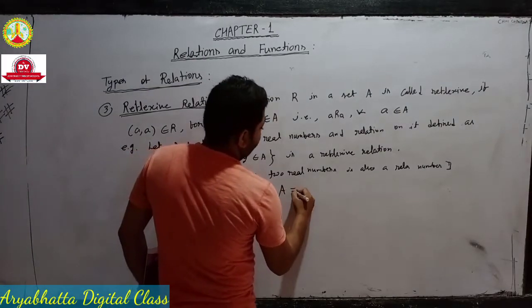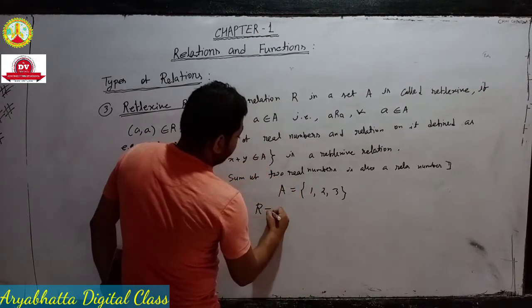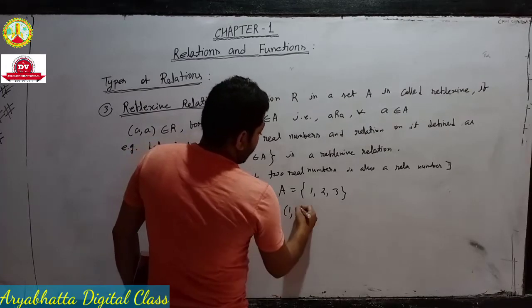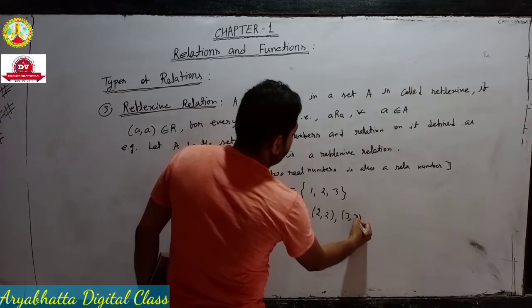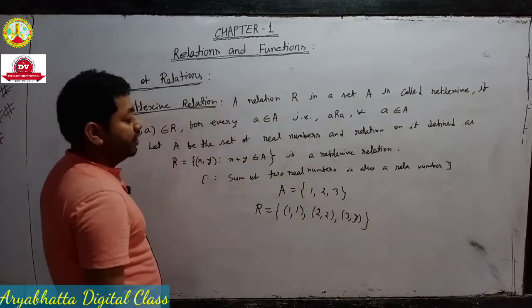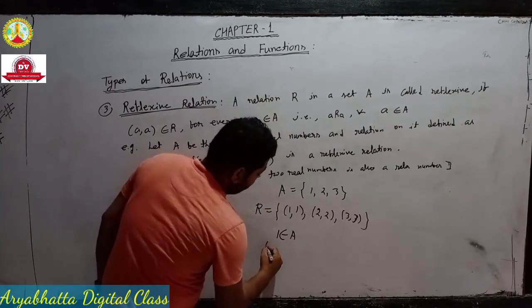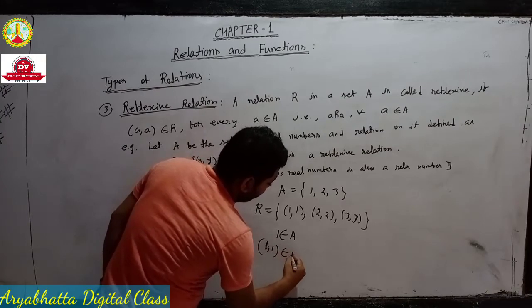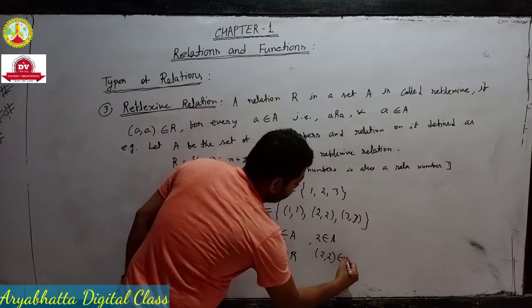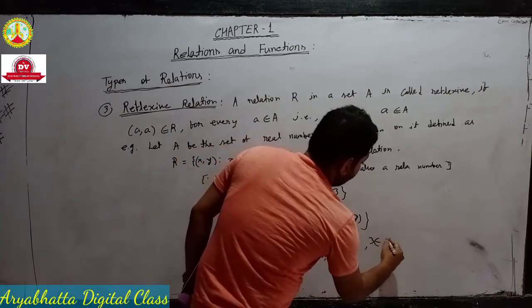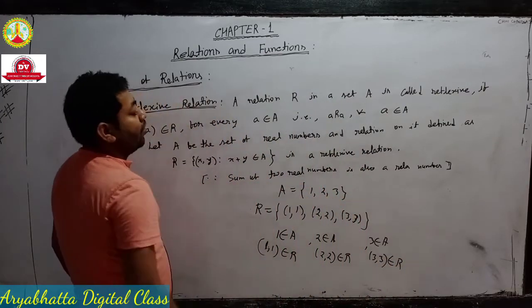If A is a set of the elements 1, 2, 3 and R is a relation (1, 1), (2, 2) and (3, 3), this relation is called a reflexive relation because 1 belongs to A and (1, 1) belongs to R, 2 belongs to A and (2, 2) belongs to R, 3 belongs to A and (3, 3) belongs to R. Therefore, this relation is called a reflexive relation.